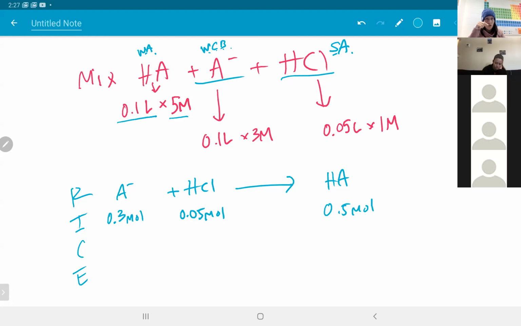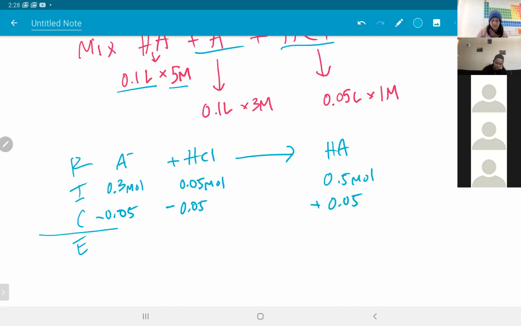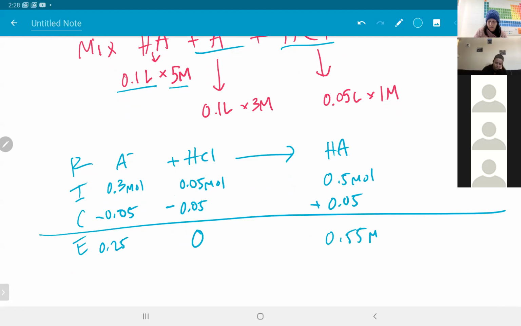Notice in this question, I have an initial for each of them. In the previous example, I didn't, but that's because I only had two things in my solution. Now I'm starting with three things in my beaker. There's going to be a change. The change is going to be the strong thing, right? That's going to force itself to do some type of chemistry. This HCl is going to protonate the conjugate base. So we subtract on the left and we add on the right of the equation. So at equilibrium, you should have 0.25 moles of this, none of that, and 0.55 moles of HA. And then again, it'd be a plug and chug Henderson-Hasselbalch at that point.